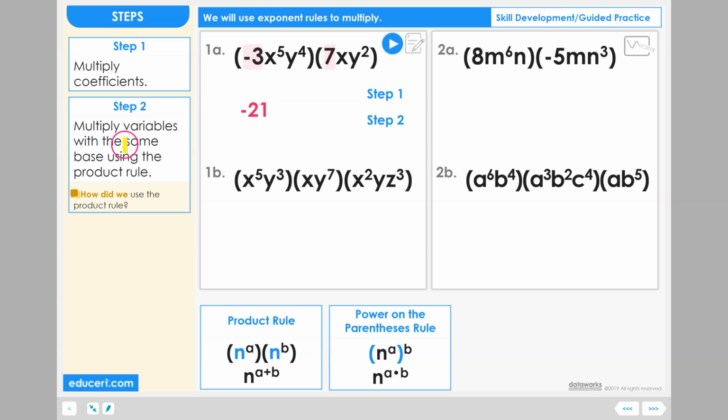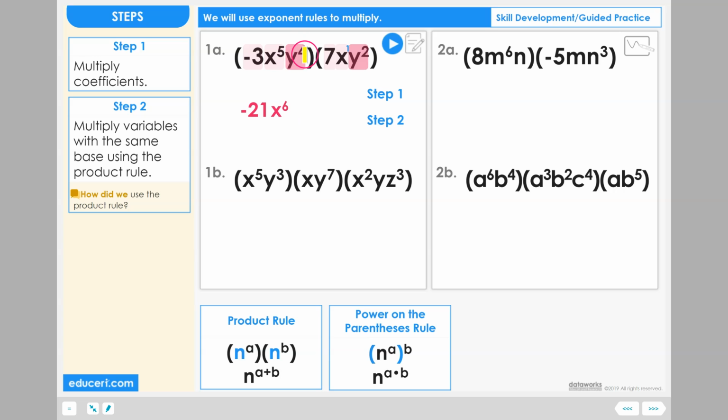Step 2. Multiply variables with the same base using the product rule. X to the fifth power times x. If you see a variable that does not show a power quantity, then that means that value is 1. X to the fifth power times x to the first power, and using the product rule, we add those powers. 5 plus 1 equals 6, x to the sixth power.